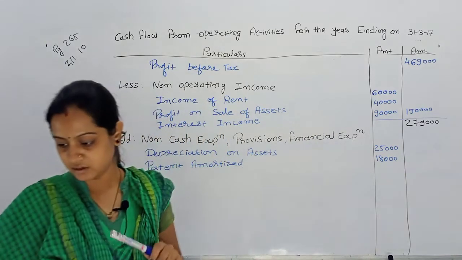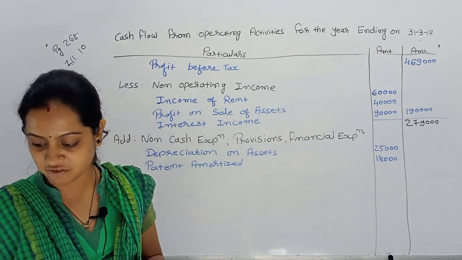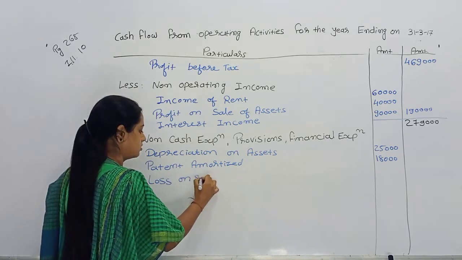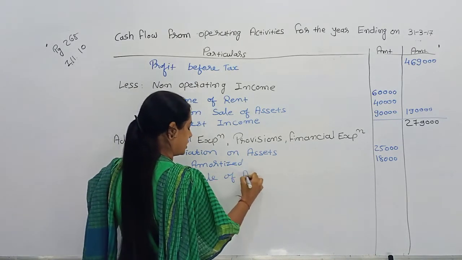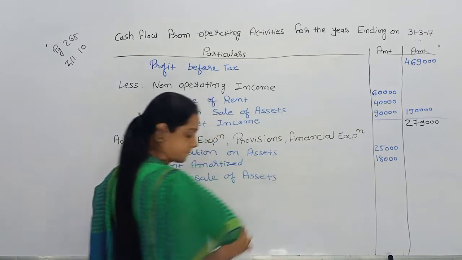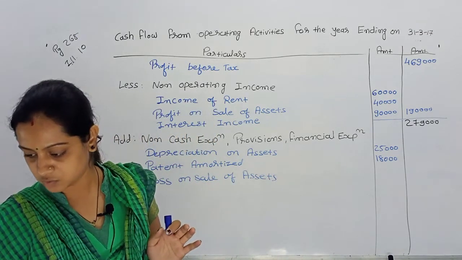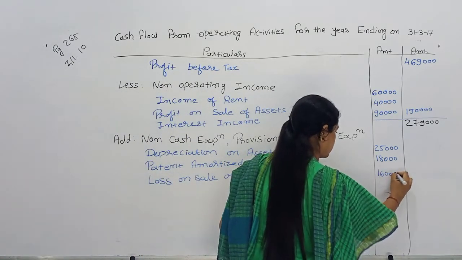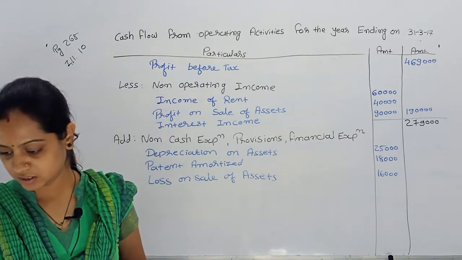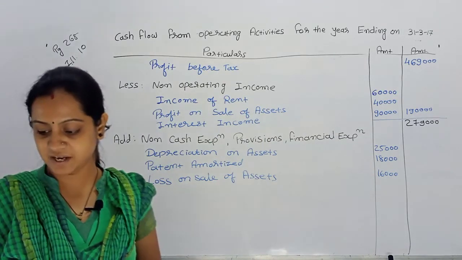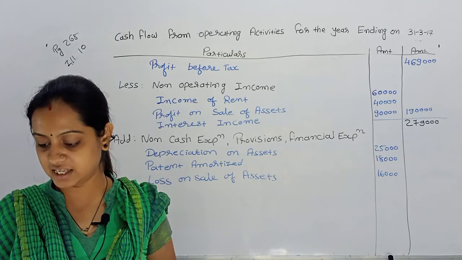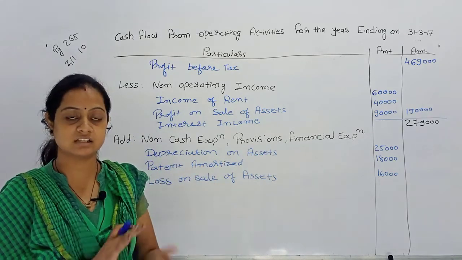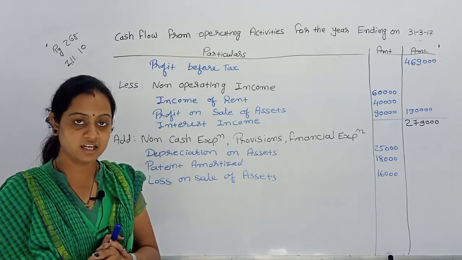Then next, loss on sale of assets, amount is 16,000. Then manufacturing expense, insurance expense, salary, admin and sales and distribution, provision and financial expense are not non-cash, that's why we will not write them here, right?